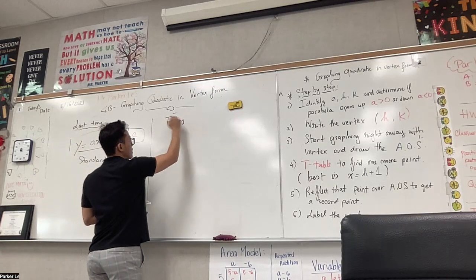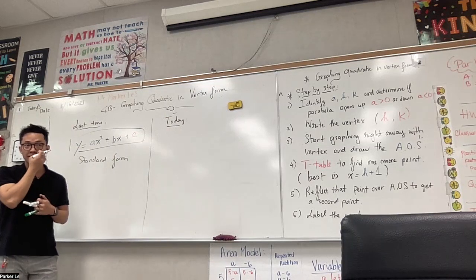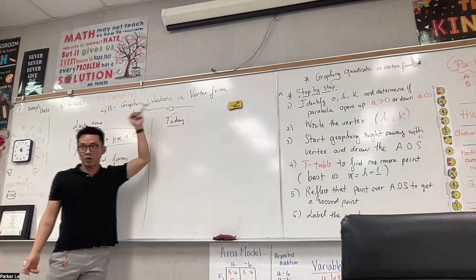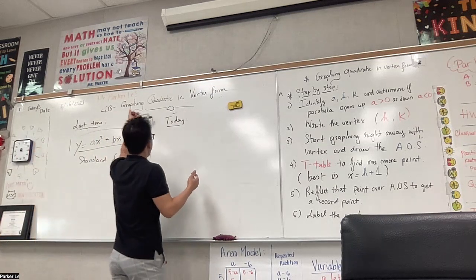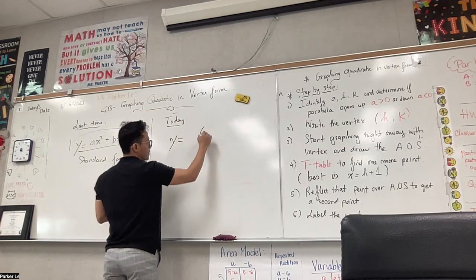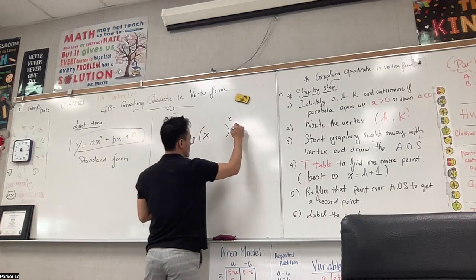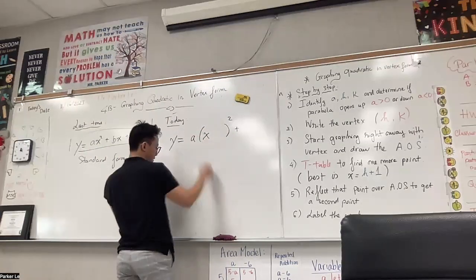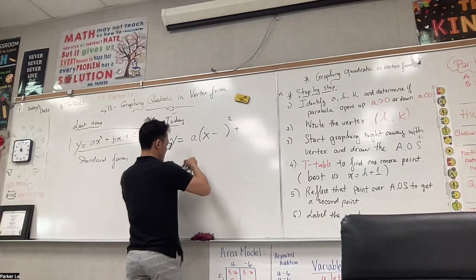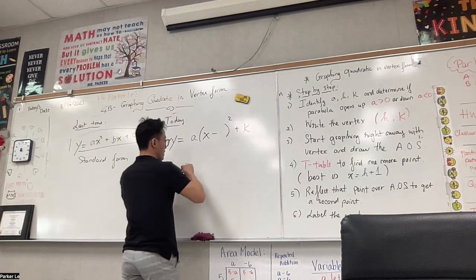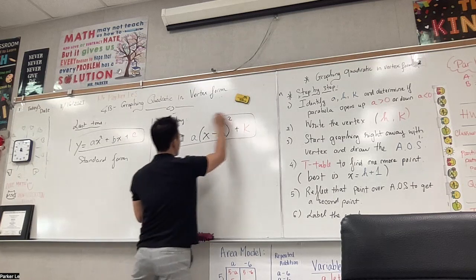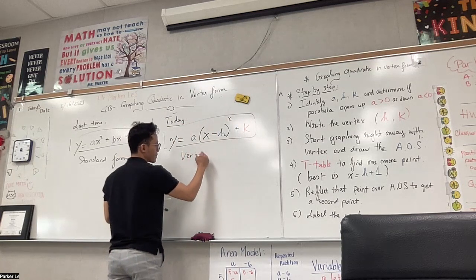Today, what form do you want to learn? Vertex form. Okay, that means show me that you actually wrote down the lesson topic. Form B, graphing quadratic in vertex form. Okay, we're going to be looking like this. A. So this is vertex form.